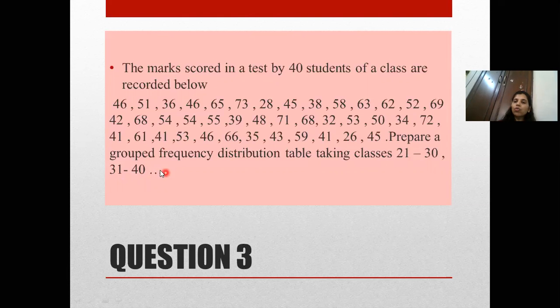So you can see over here it is discrete. The group class intervals which are there, it is discrete because it's ending at 30 and starting with 31. So it is not in the continuous form. So let's see how to go about it.